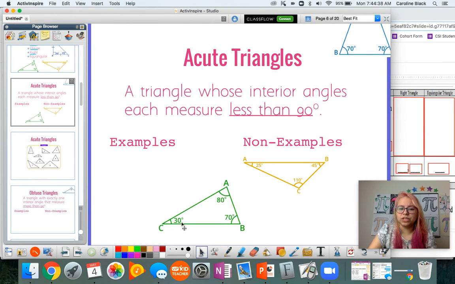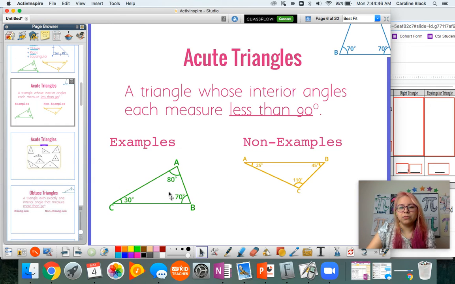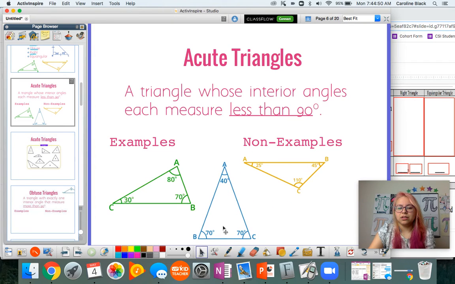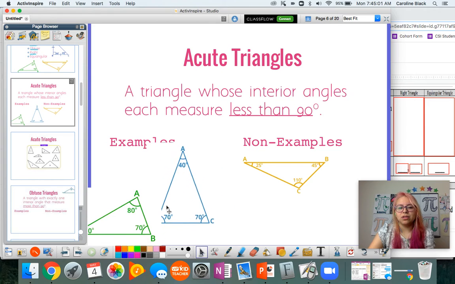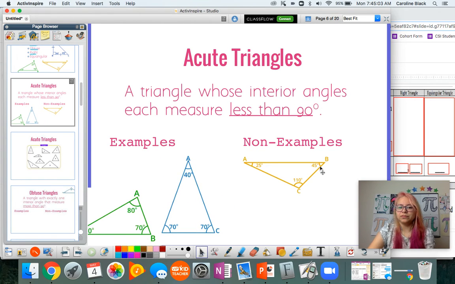Looking at this green triangle, I have 30, 80, and 70. Those are all less than 90. This is an acute triangle. And our last example, 40, 70, and 70, all 3 of those angles measure less than 90. This is also an example of an acute triangle.